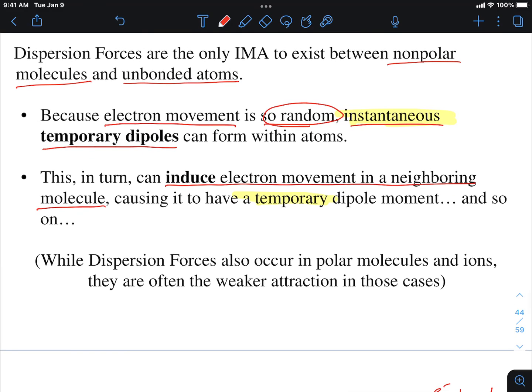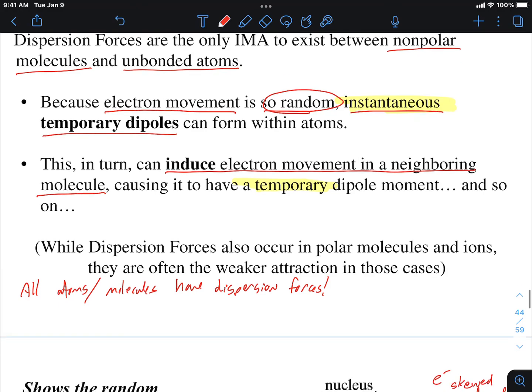So, all atoms or molecules have dispersion forces. They are found in everything. But what we're trying to get across is that it's the only attractive force that nonpolar molecules have.